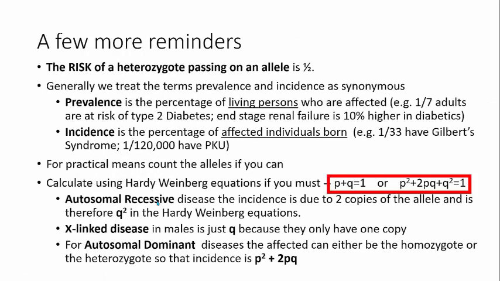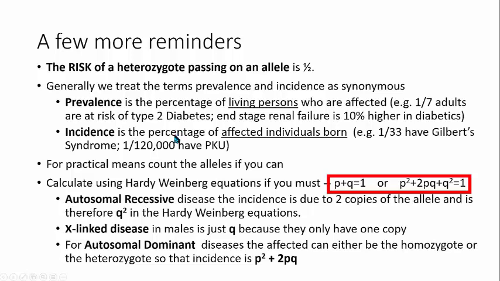Okay, on this slide, I want to remind you that prevalence and incidence for the purposes of population genetics are both considered to be synonymous, simply because we can't actually differentiate them at the population level particularly well. So we use both of them interchangeably. I know that that is not how you would do it in epidemiology, but that is how we do it in population genetics.